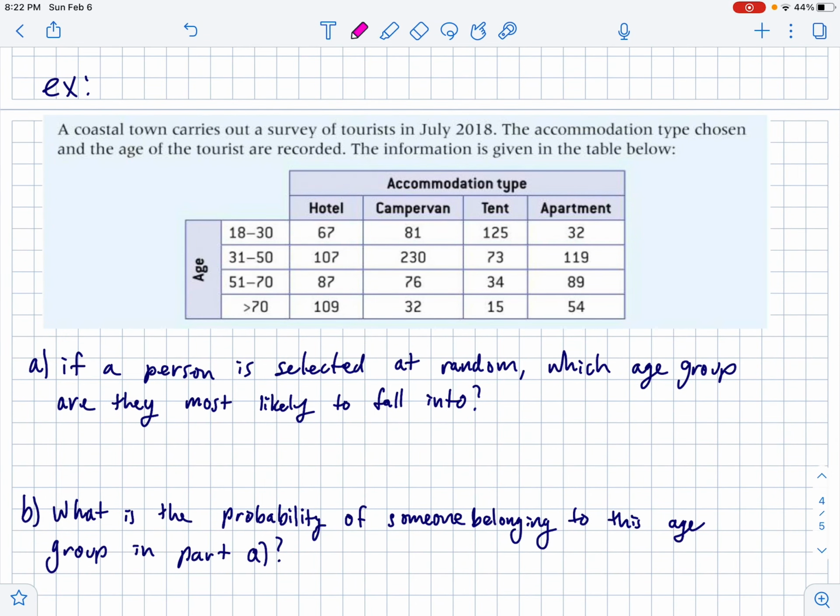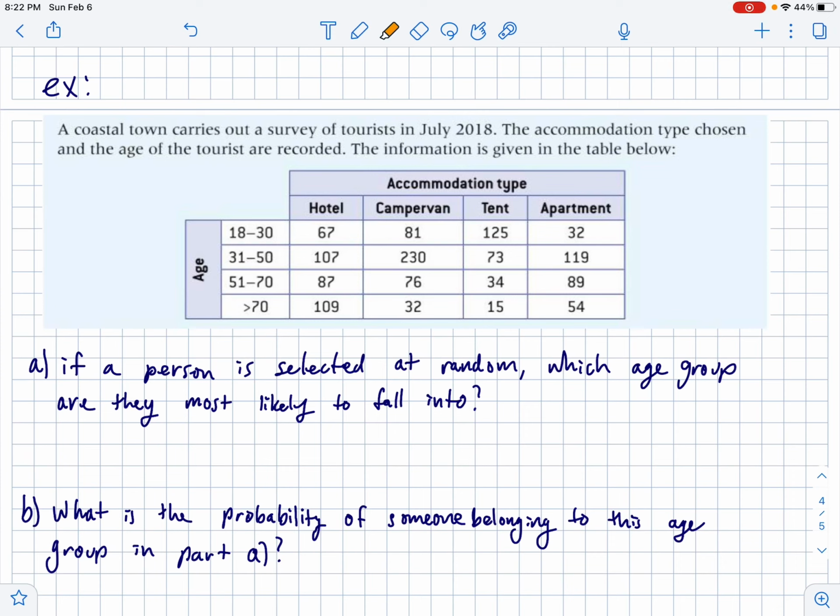Last one. A coastal town carries out a survey of tourists in July 2018. The accommodation type chosen and the age of the tourist are recorded. The information is in the table below. So just to break this down, in the 18 to 30 age range, 67 people were in a hotel, 81 were in a camper van, it's very European, and 125 in a tent, 32 in apartments. So they give us the age breakdown and what kind of accommodations they were staying in.